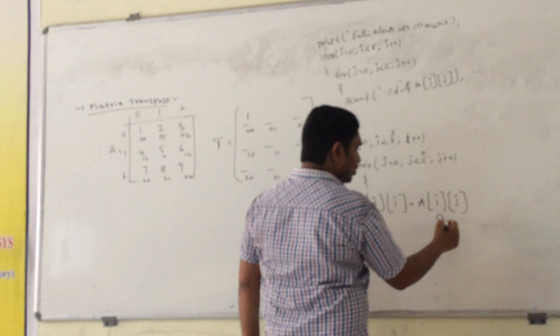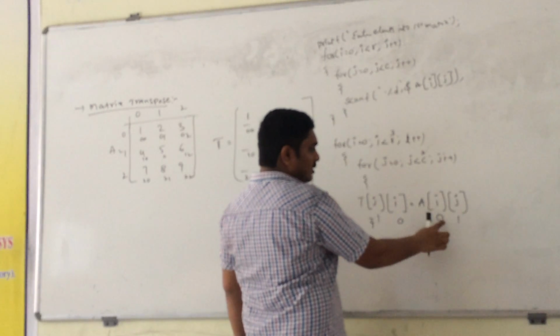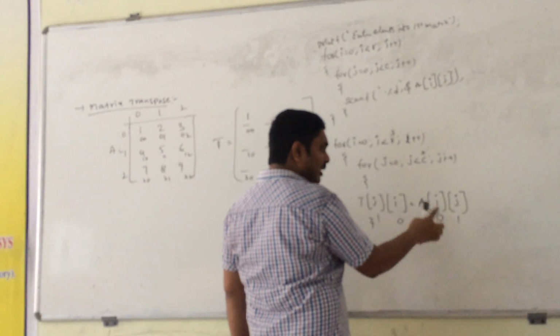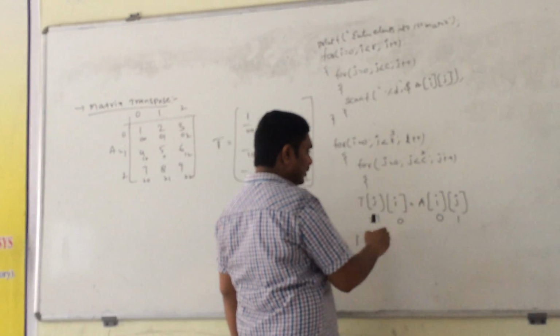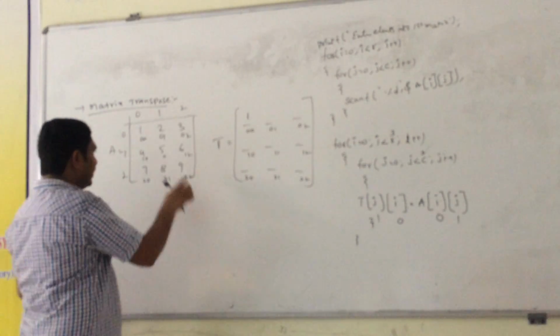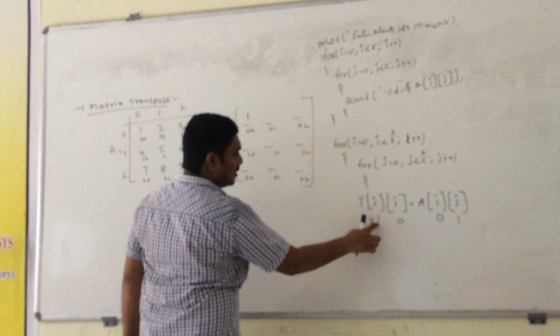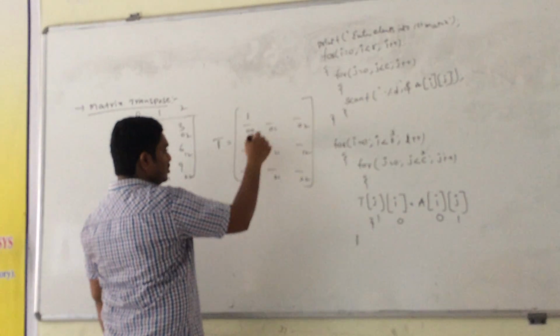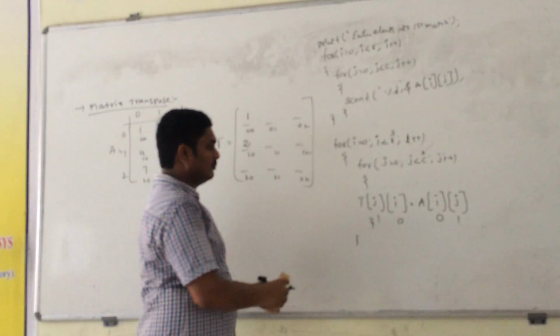Now i value 0, j value 1. The element in matrix A at 0, 1 position is stored in matrix T at 1, 0 position. That means in A, the 0, 1 position there is 2. It will be stored in transpose matrix at position 1, 0. So that means here the 2 is stored in this position.